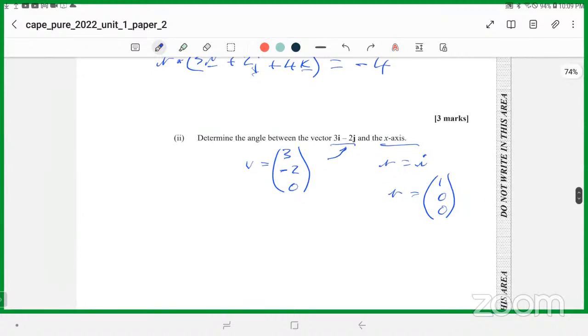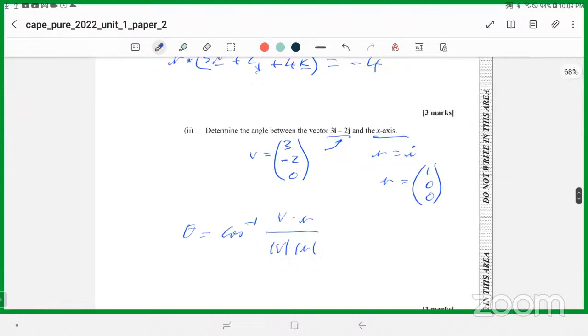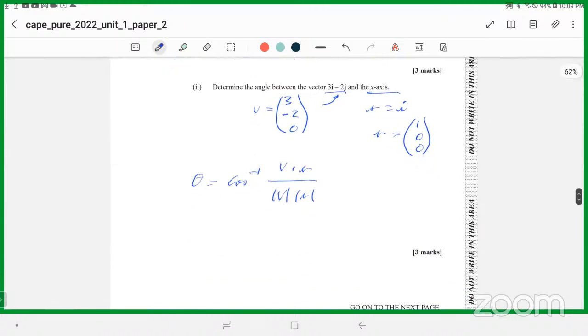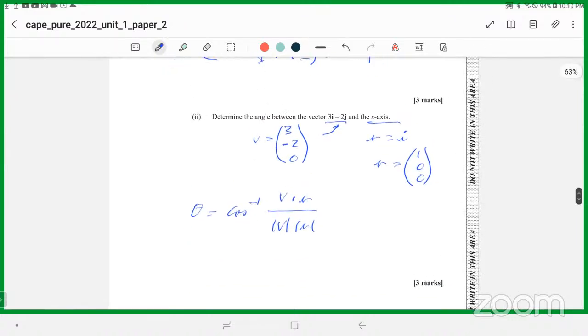So that angle is theta equals cos to the minus 1 of the scalar product, V dot R, over the modulus product, the modulus of V times the modulus of R. Let's call them V and R. So this becomes equal to cos to the minus 1. What is the scalar product? Multiplying this times this, I get 3. Everything else is going to be 0. This times this is 0, and this times this is 0. So I'm just going to get 3 up here.